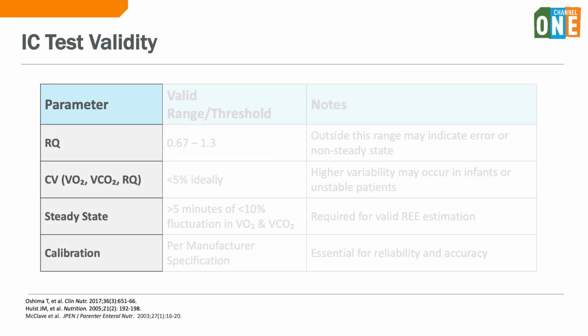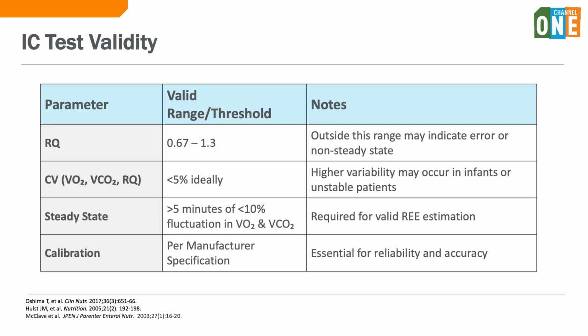In order to assume validity of an IC test, check the ranges of RQ, coefficient of variability, time in steady state, and calibration status. RQ values outside the valid range may indicate measurement error or non-steady state conditions, which are more common in pediatric ICU settings due to movement, crying, or ventilator changes. Coefficients of variability should be less than 5% for VO2, VCO2, and RQ. And steady state is defined by a time period of at least 5 minutes with less than 10% variation in VO2 and VCO2, ideally longer time periods to suggest stability.